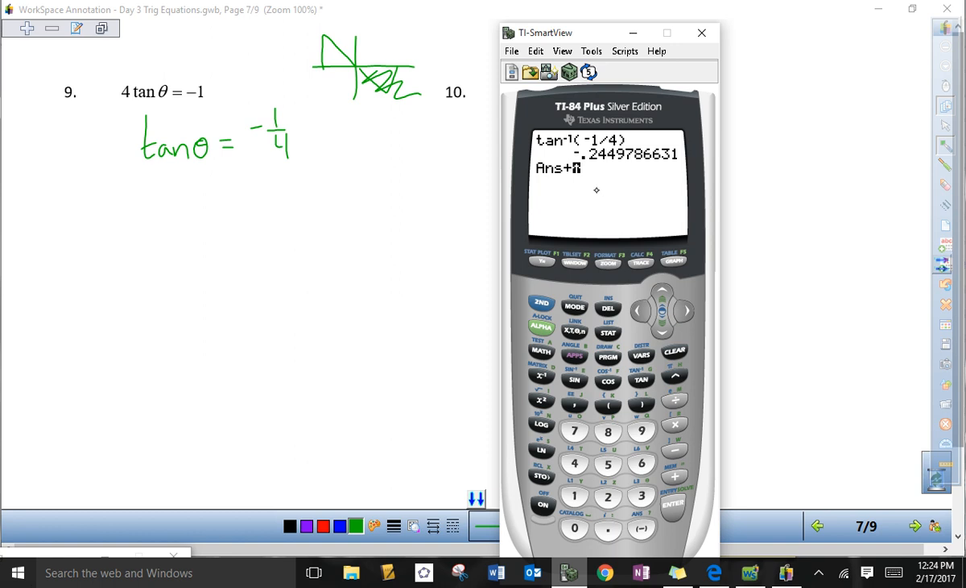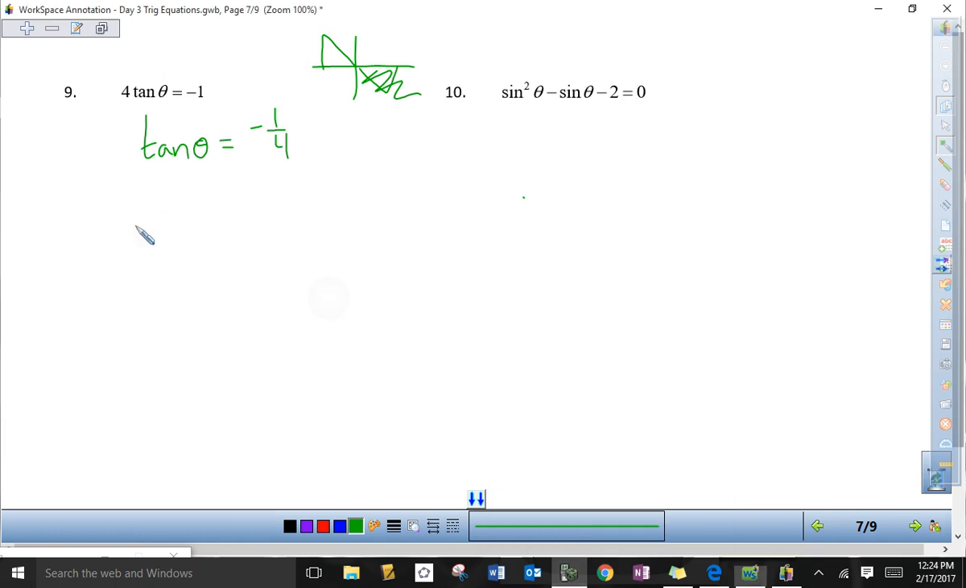So 2.9 here, plus pi, my period of tangent, and after that.